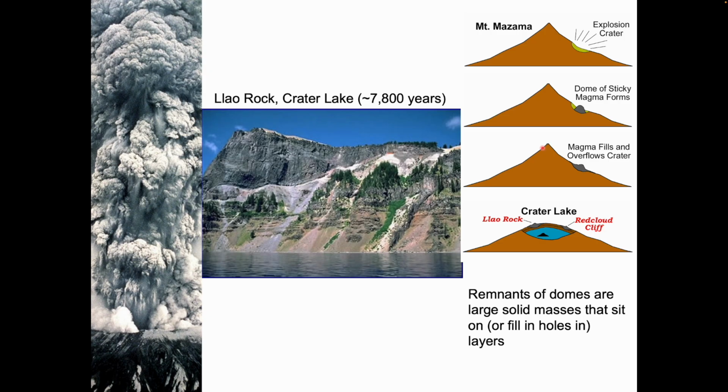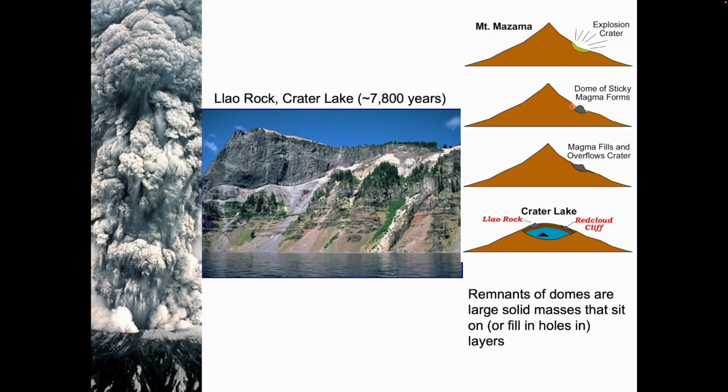One of the youngest rocks we see at Crater Lake is a large lava dome called Llao Rock, which is a tall cliff, some of the tallest cliffs around the perimeter of Crater Lake. It's about 7,800 years old, so it erupted just a few hundred years before Mount Mazama's cataclysmic eruption, which created Crater Lake. It began as a large explosion crater which blasted out a crater on the slopes of Mount Mazama.